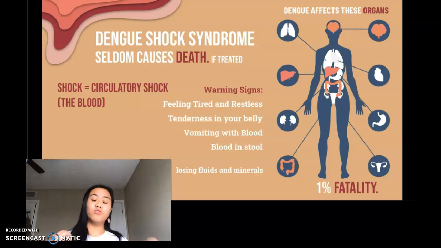Shock syndrome refers to the fact that you'll have circulatory shock when your blood vessels leak because of dengue. The warning signs of this are feeling tired and restless, and tenderness in your belly. You'll even have some blood in your vomit as well as blood in your stool. And this is the worst and most severe form of dengue.